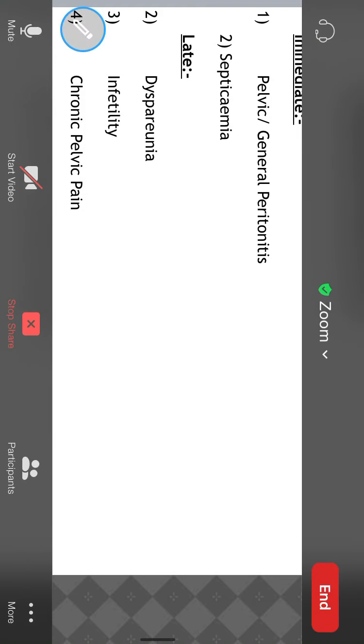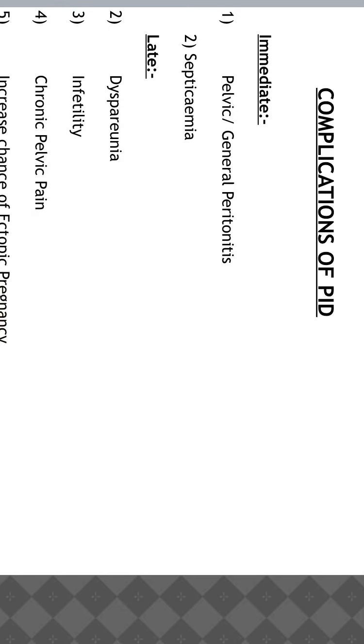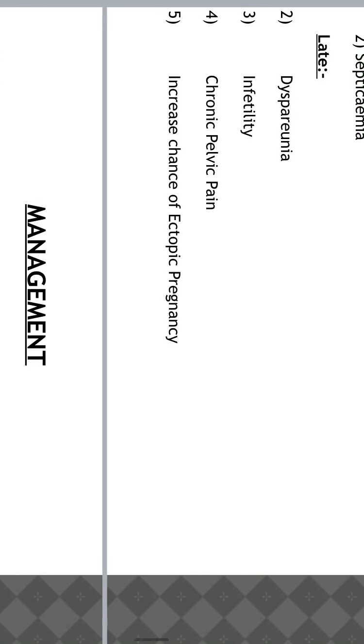Then the complications. Sometimes a patient may present with an acute case of PID. If it remains untreated, rarely it can lead to pelvic peritonitis, general peritonitis, and septicemia. Late complications because of PID: it leads to dyspareunia, infertility, chronic pelvic pain, and increased chance of ectopic pregnancy. It's very common. When you find an ectopic pregnancy, most, 70% of those patients are suffering from PID.